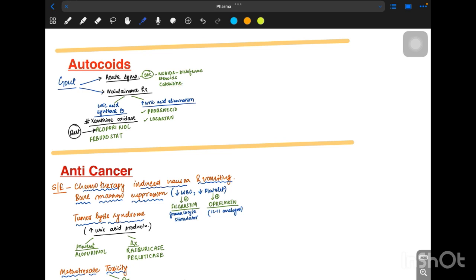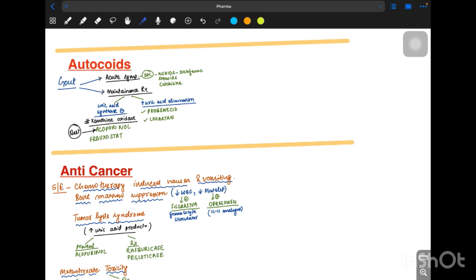What is the maintenance treatment of gout? Either we can inhibit the uric acid synthesis or we can increase the uric acid elimination from our body. Drugs which inhibit the uric acid synthesis are xanthine oxidase inhibitors. The best drug is allopurinol, the drug of choice is allopurinol, and the other drug is febuxostat.